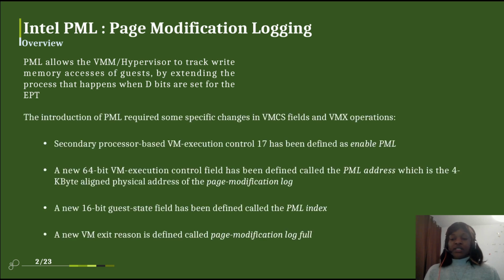The introduction of PML required some specific changes in the virtual machine control structure and VMX root and non-root operations. Secondary processor-based VM execution control 17 has been defined as enable PML. A new 64-bit VM execution control field has been defined called the PML address. A new 16-bit guest state field has been defined as PML index, and a new VM exit reason is defined called the page modification log full. In the following slide, we will have a better understanding of these fields.